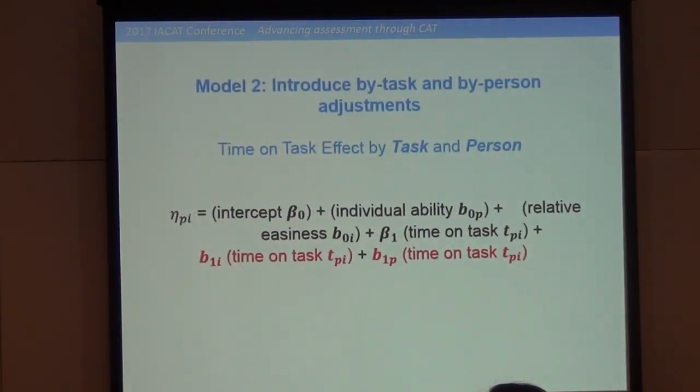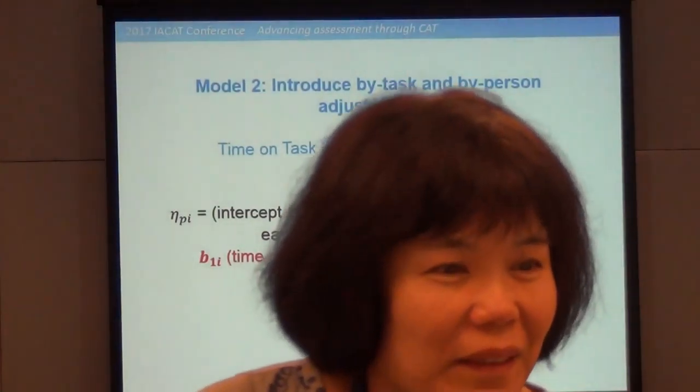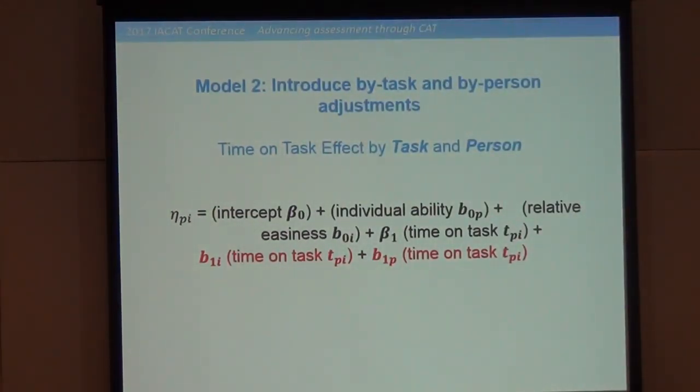And let's continue to model 2. We introduce by-task and by-person adjustments simultaneously. We want to know how the time on task effect works by task and person. You can see I add another term; this P refers to person, I refers to item. So in this equation, we add both the time on task effect and the by-task and by-person adjustments simultaneously.